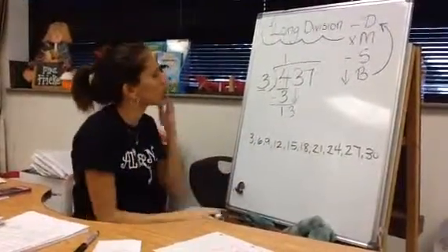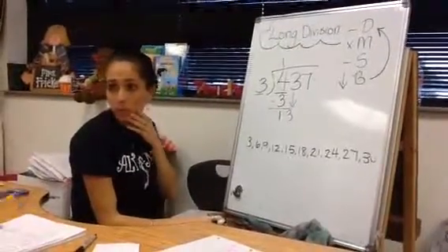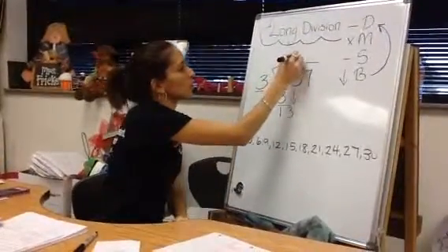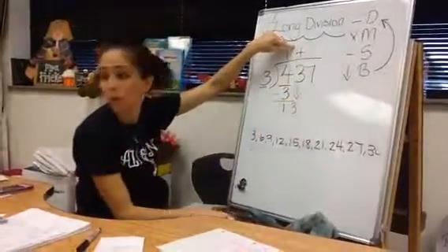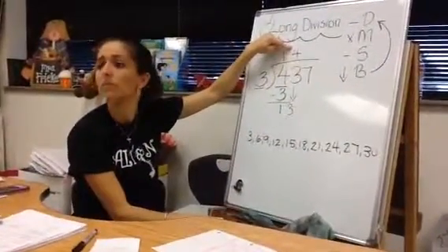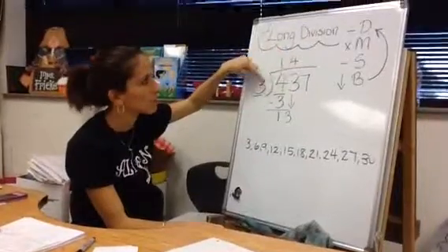So where's my 4 go? Your 4 goes above the 3, in the 10s place. Perfect. You girls are doing wonderful. So that was my division. Now you're going to multiply 3 times 4. Beautiful. And what is 3 times 4?